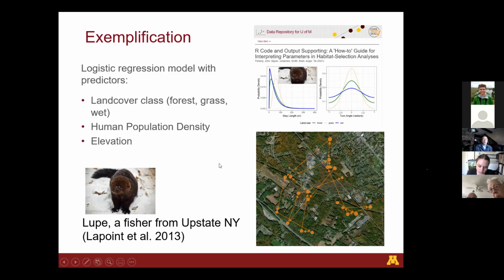I'll just say, this example is one that we've used in workshops, and partly you might question whether there are other variables that might be useful to consider. We've just got some simple examples here that were convenient for illustrative purposes. But if you're actually going to model Lupi's habitat use, you might want to consider other things like some measure of urban land use rather than just forest, grass, or wet.